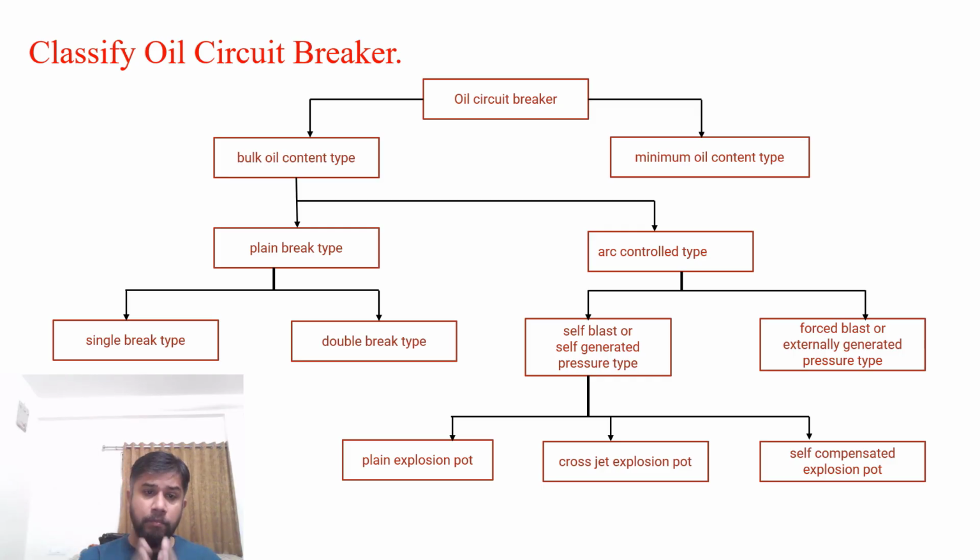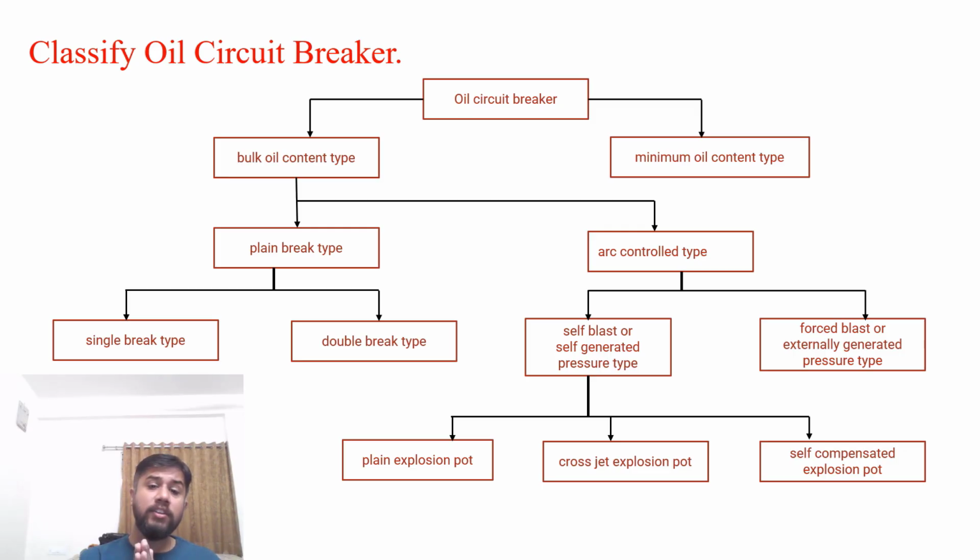In case of plain break type, there are 2 types of circuit breaker: first is single break type and another is double break type. Whereas in case of arc controlled type, there are 2 types of circuit breaker construction: first is self-blast or self-generated pressure type, and another is forced blast or externally generated pressure type circuit breakers.